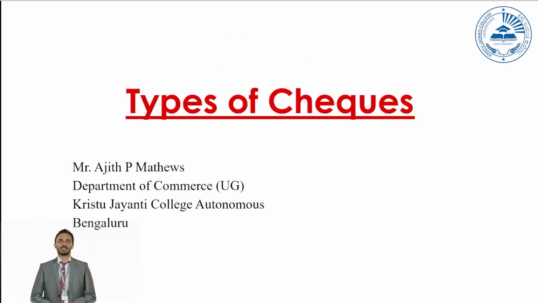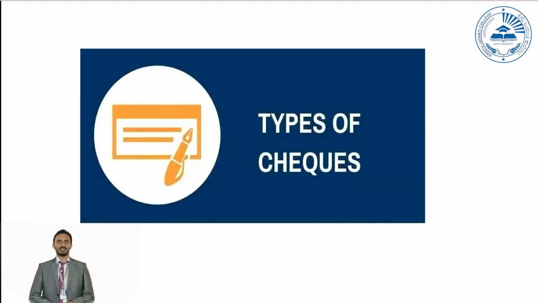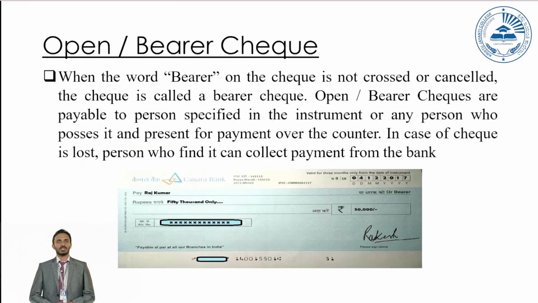Today, we are going to discuss the main different types of checks. As we are aware, a check is a negotiable instrument which is used for the transfer of funds, especially in the banking sector. So now we will move to the first category of check, that is open or bearer check.